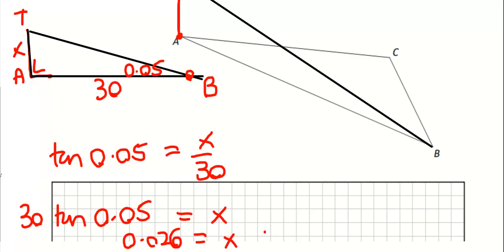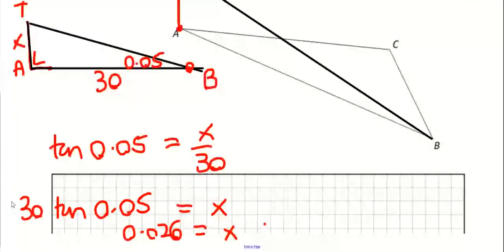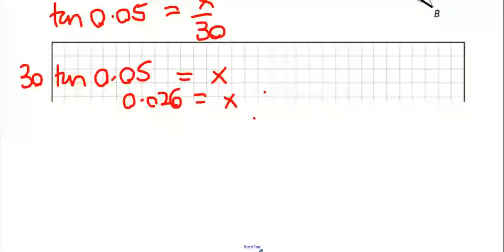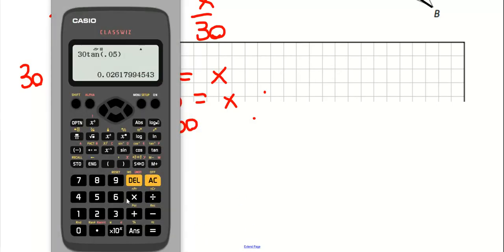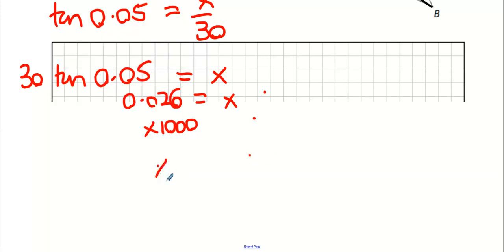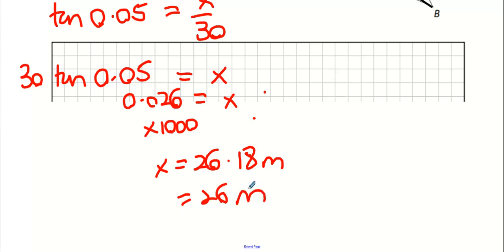Now, I'm going to reread the question to see if it wants it in kilometers or meters. It wants it in meters. So I'm going to multiply this by 1,000. That's going to be 26.18, or simply 26 meters. Once again, checking the marking scheme, and 26 meters it is. And that's that question done and dusted. It was actually a very easy question that year.